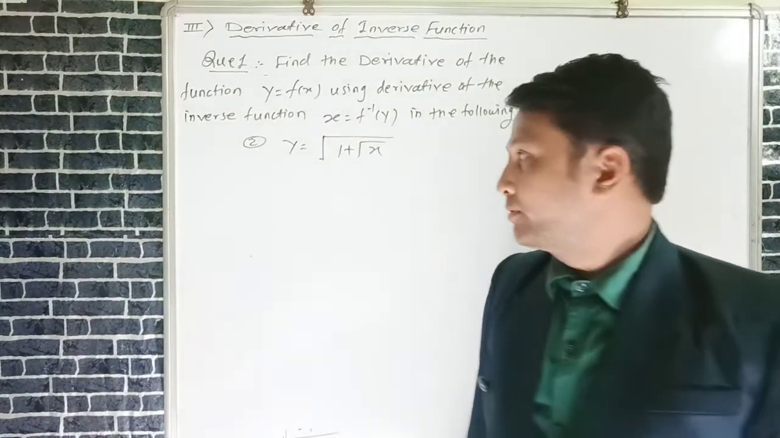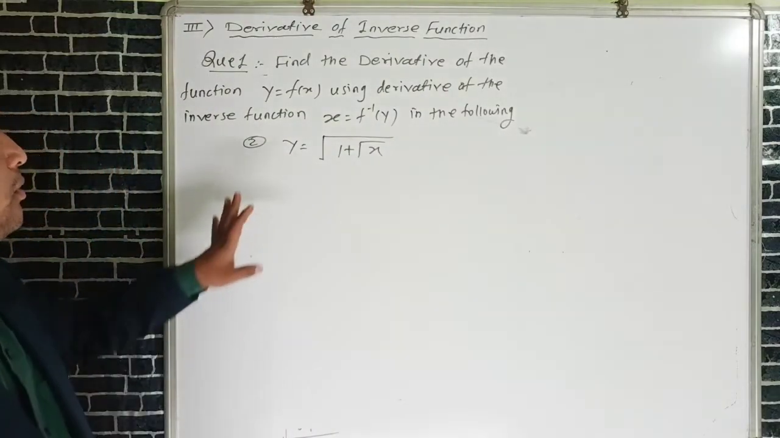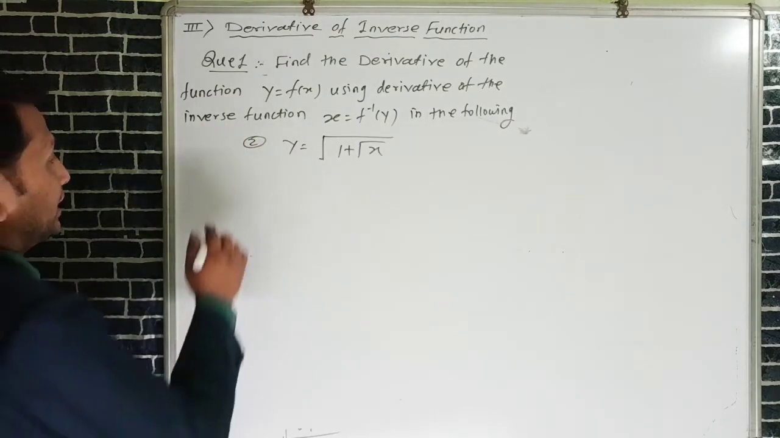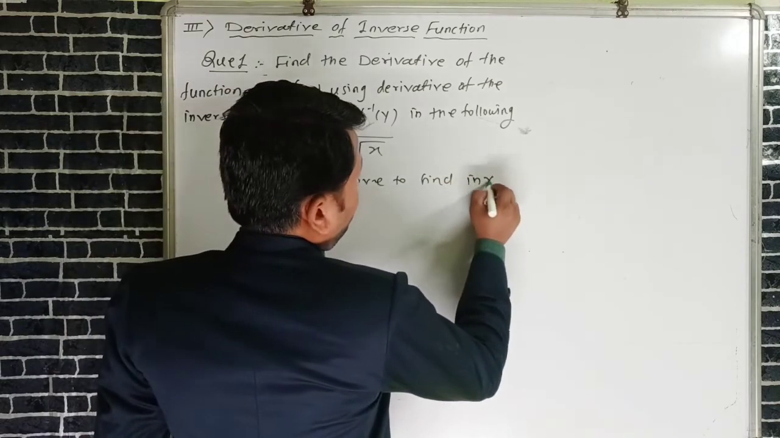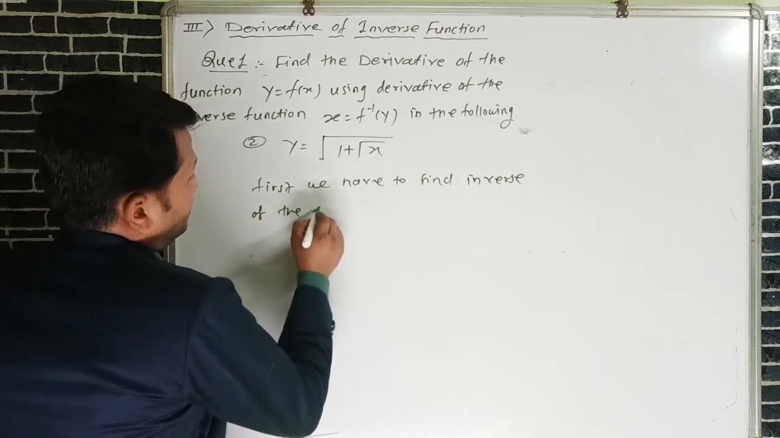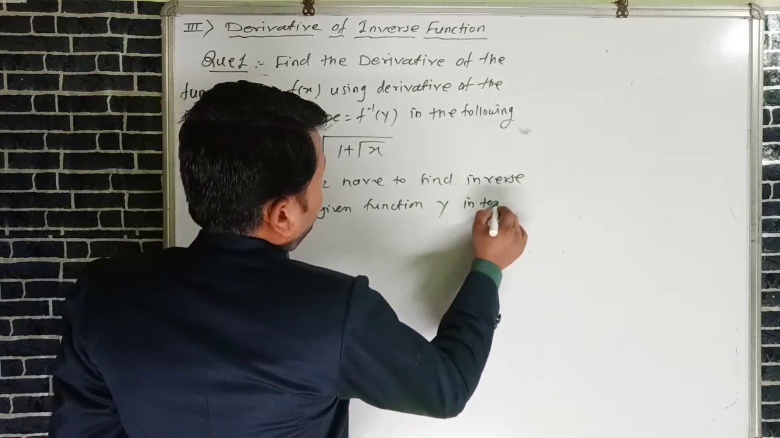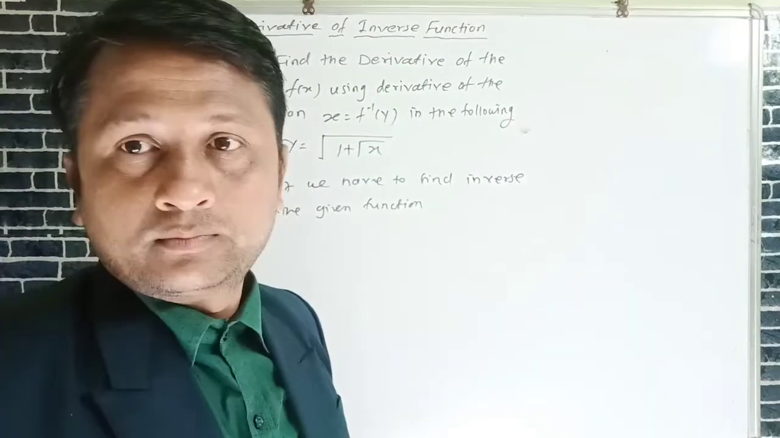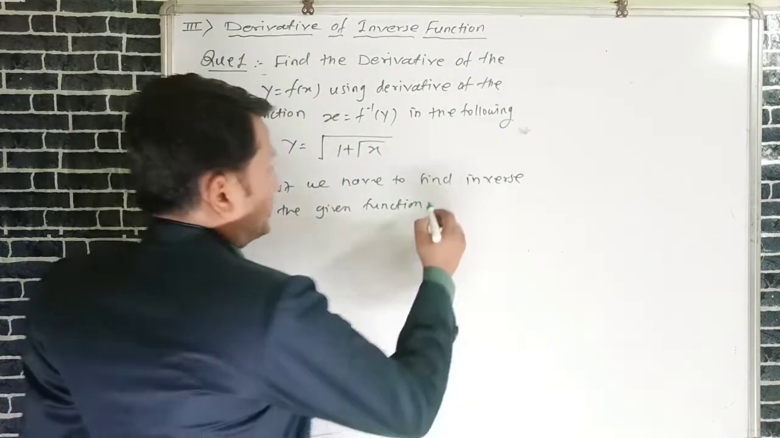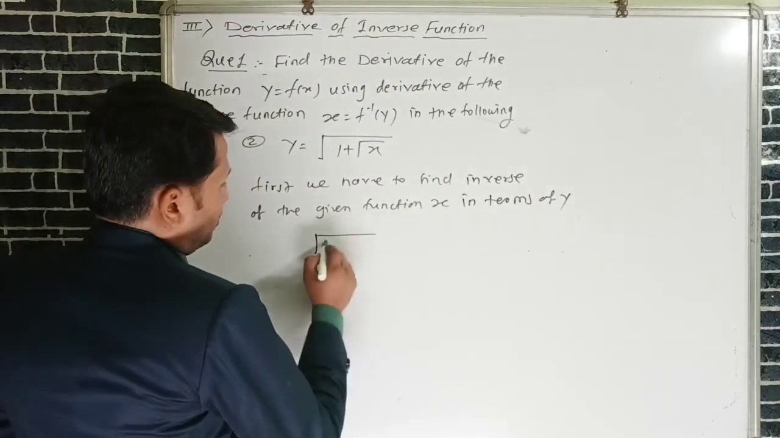Similarly, we can find the derivative of y is equal to under root of 1 plus root x. If we have to find the derivative of y with respect to x by using the derivative of inverse function, then first we have to find the inverse of the given function, that is x in terms of y. Hence we can write this function as under root of 1 plus root x is equal to y.